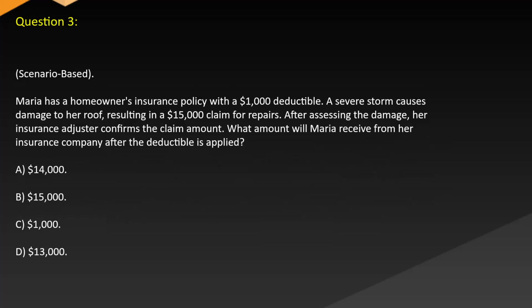Question 3, scenario-based. Maria has a homeowner's insurance policy with a $1,000 deductible. A severe storm causes damage to her roof, resulting in a $15,000 claim for repairs. After assessing the damage, her insurance adjuster confirms the claim amount. What amount will Maria receive from her insurance company after the deductible is applied? A. $14,000. B. $15,000. C. $1,000. D. $13,000.